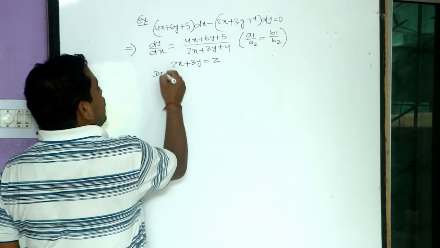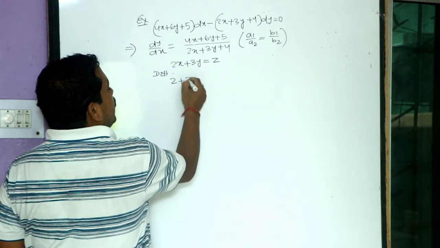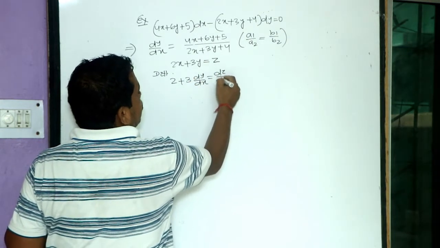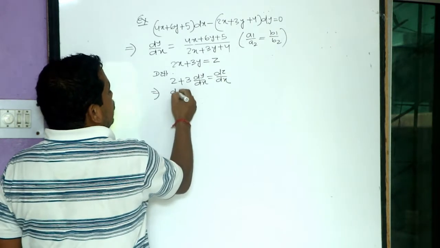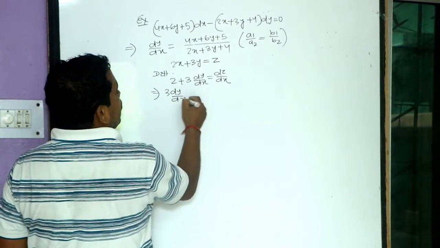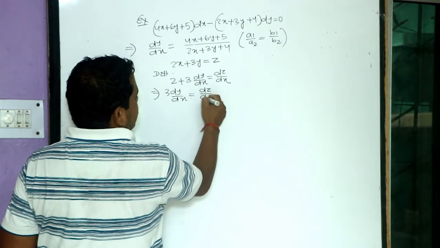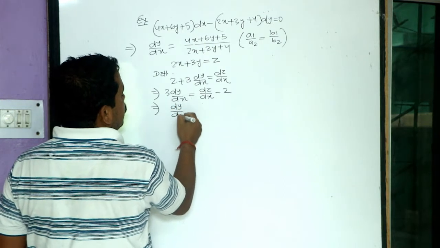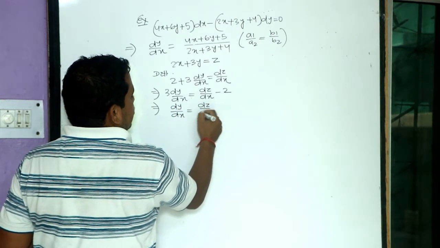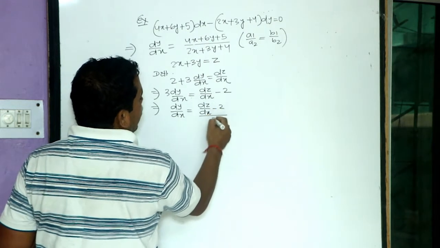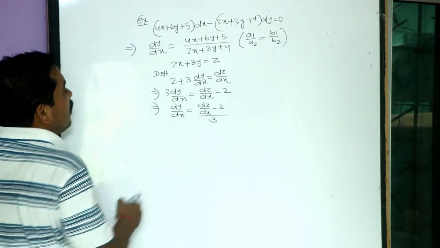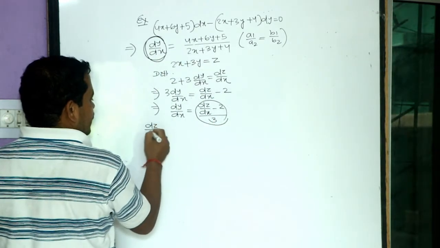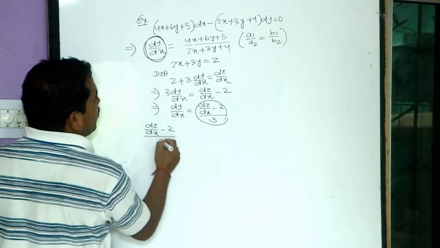Then differentiating, 2 plus 3 dy by dx equals dz by dx. This implies 3 dy by dx equals dz by dx minus 2. Then dy by dx equals (dz by dx minus 2) divided by 3. Now, instead of dy by dx, you just write (dz by dx minus 2) by 3.